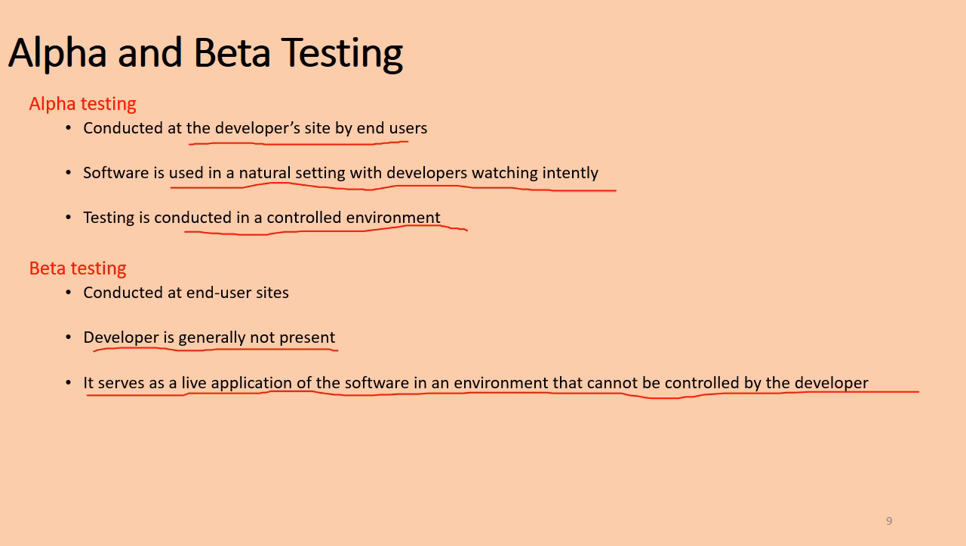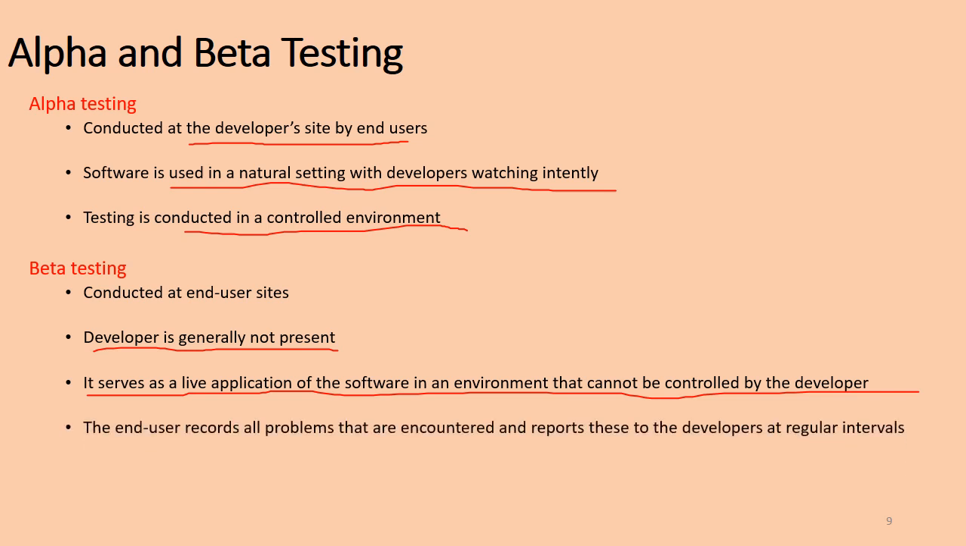Yes, because the system is not developed by the end user, it is developed by the developer. So when you install the complete functionality at the customer side, at the end user side, you are definitely going to check it in a new environment. It's not a familiar environment, and that environment is not set up by the developer, right? So this is basically the difference between alpha and beta testing. Whatever errors are recorded by the end user, all problems that are encountered, they can report to the developer at regular intervals.